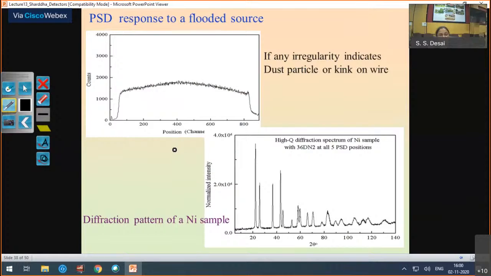So this is another test of the position sensitive detector. If you flood the source on the PSDs, it should show a uniform response. Any irregularity seen on this flood pattern will indicate either a dust particle or a kink on the wire. So the PSD also should pass a simple uniformity test from the flooded source. This is how your output spectrum is compiled from all 5 PSDs, and it is shown as a single data set from 2 degrees to 140 degrees.